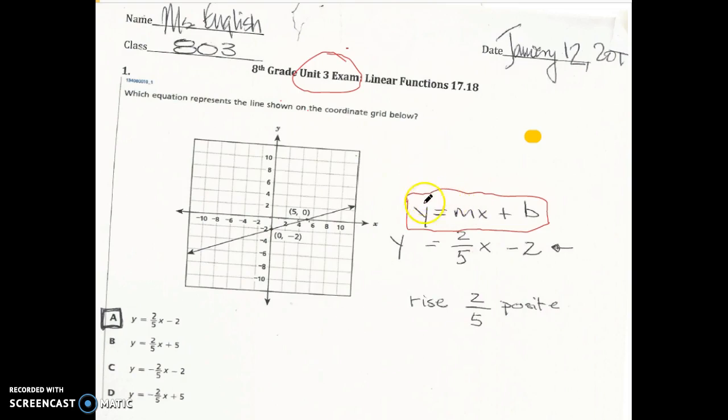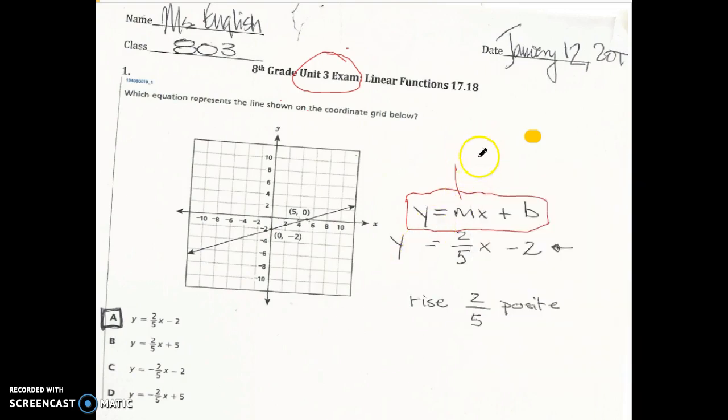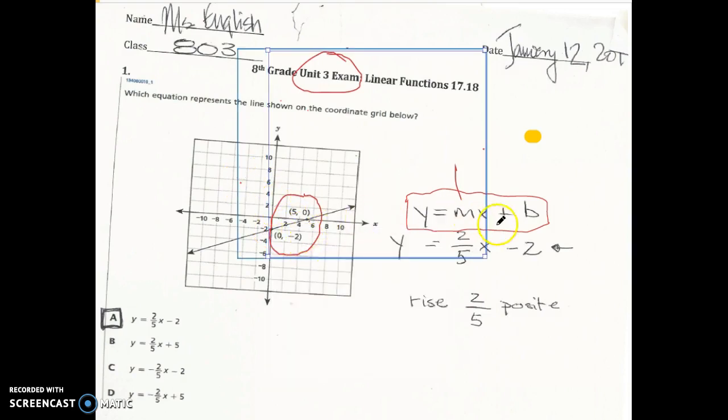We know that the equation of any line is y equals mx plus b, where m is equal to the slope. So for the slope, I'm going to first of all find the difference between those 2 points. My 2 points are (5, 0) and (0, -2). Because I can see that it intersects right here on the y-axis, my b is going to be negative 2, and I can add that in right away.